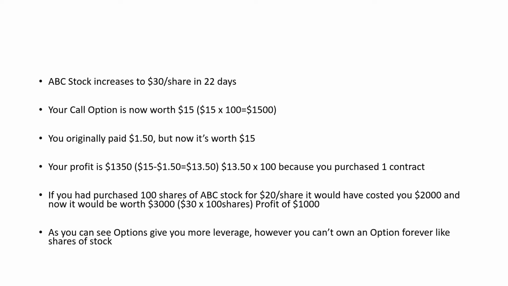Now, as you can see, options give you more leverage. Now your option profit is $1,350, whereas if you would have just bought the stock outright, your profit would be $1,000. So remember that options give you more leverage. However, the difference is you can own the stock forever. However, you cannot own an option forever. You only own that option for 45 days.